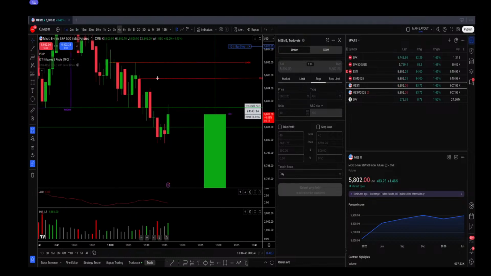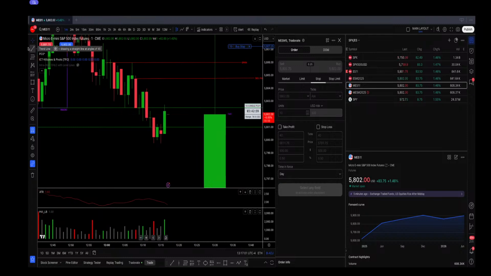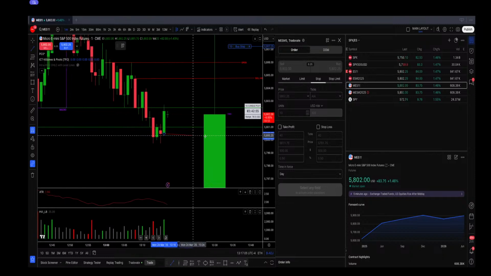Peek under the hood. That's a buyer's candle right there against this seller's candle. 6, 5, 4, 3, 2, 1. That is officially a buyer's candle. I would like to see them shift here.